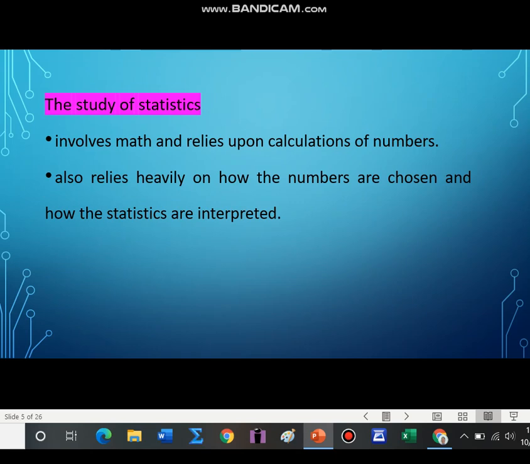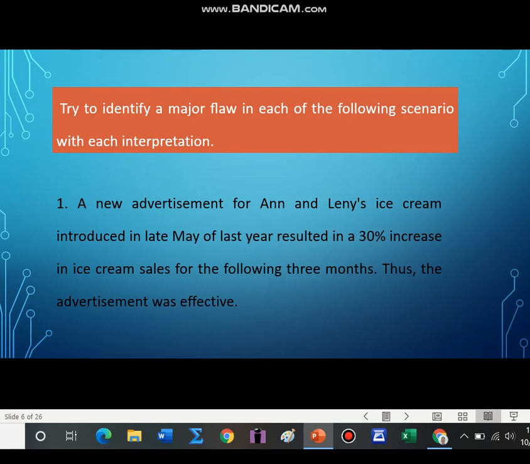The study of statistics involves math and relies upon calculations of numbers. It also relies heavily on how the numbers are chosen and how the statistics are interpreted. So let's try to identify a major flaw in each of the following scenarios with each interpretation.